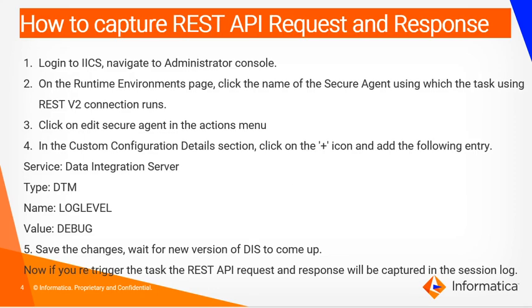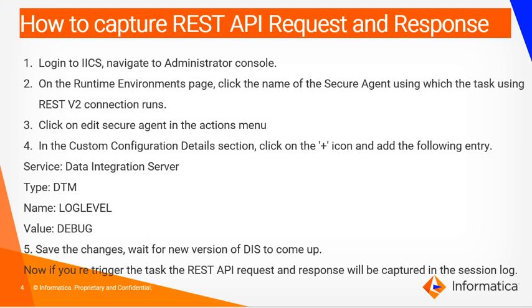How to capture REST API request and response? It is pretty simple. You will need to log in to IICS and navigate to the administrator console. In the runtime environments page, click on the name of the secure agent using which the task using REST V2 connection runs. In the actions menu, you'll see an option Edit Secure Agent. Click on it.